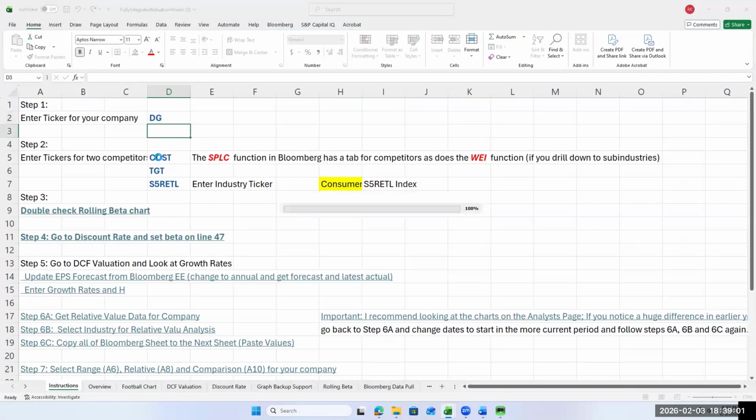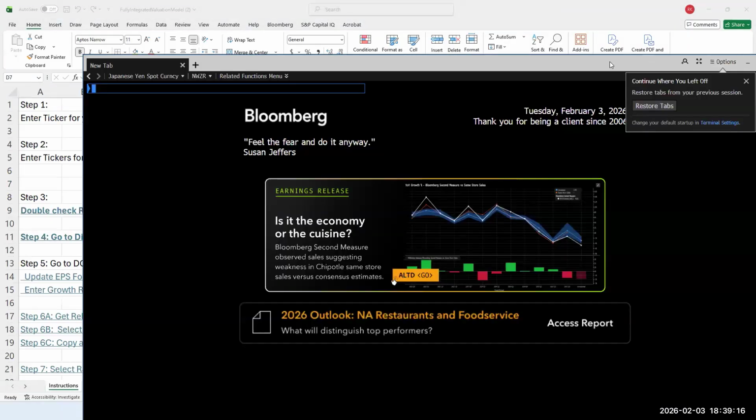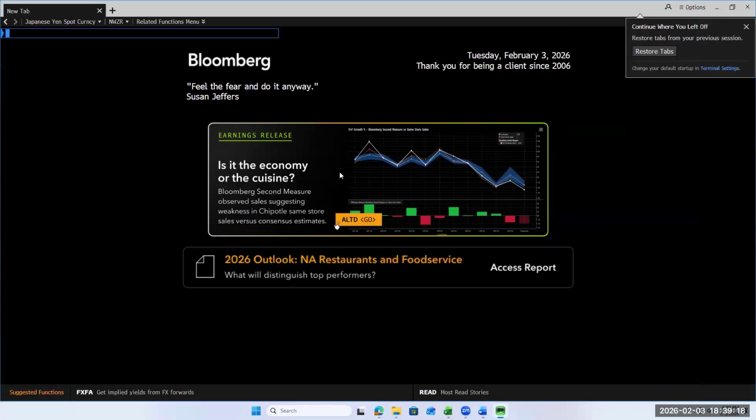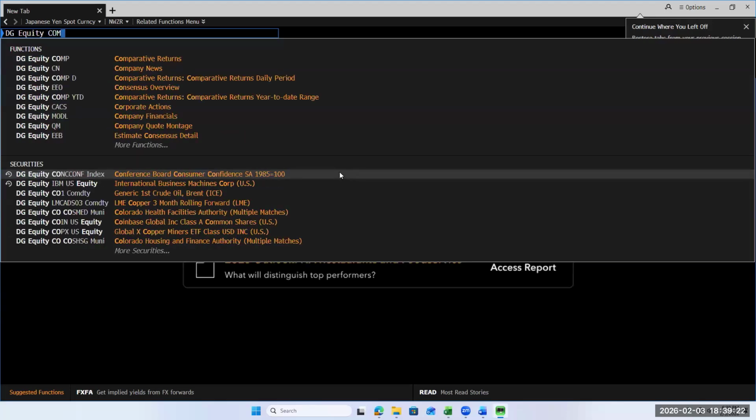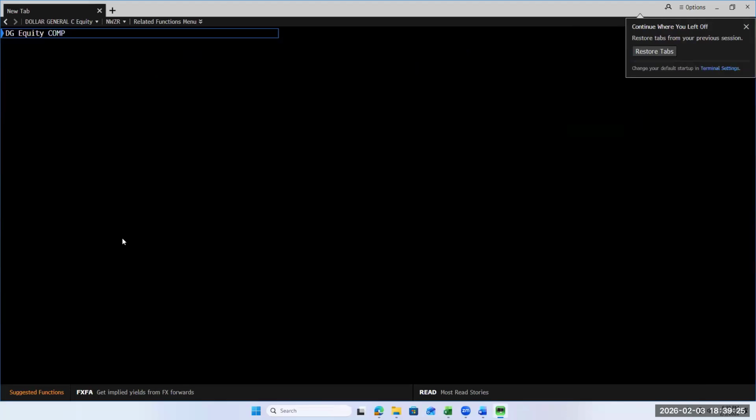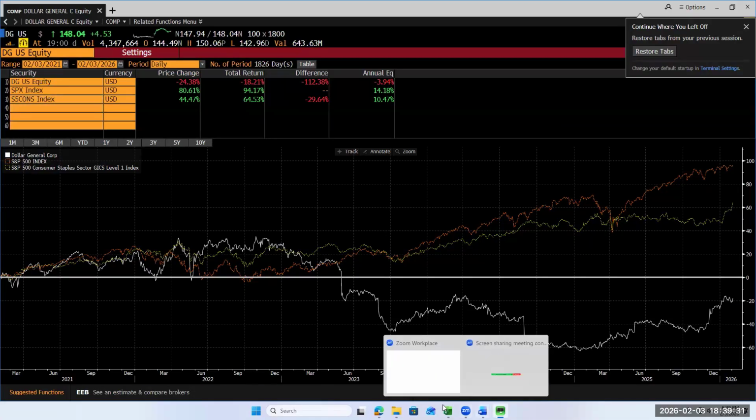Let's compare it to, I don't know who to compare it to, but we'll just put Walmart in here. And then what I have here is what industry you want to compare it to. A good way to figure that out is go into Bloomberg, type your stock, DG, and just do COMP, which is comparison. And they'll actually bring up an industry comparison. So here's consumer staples, but there's other ones out there.